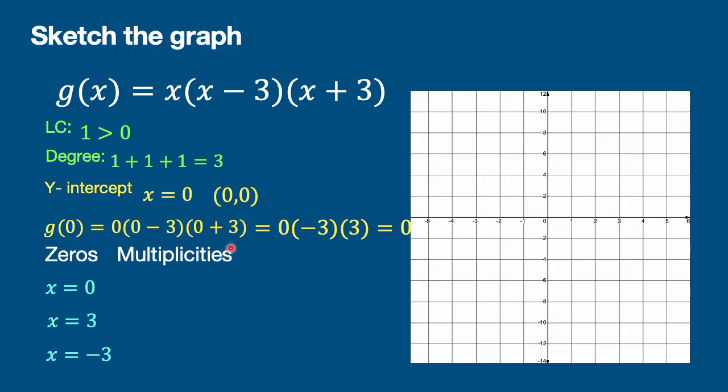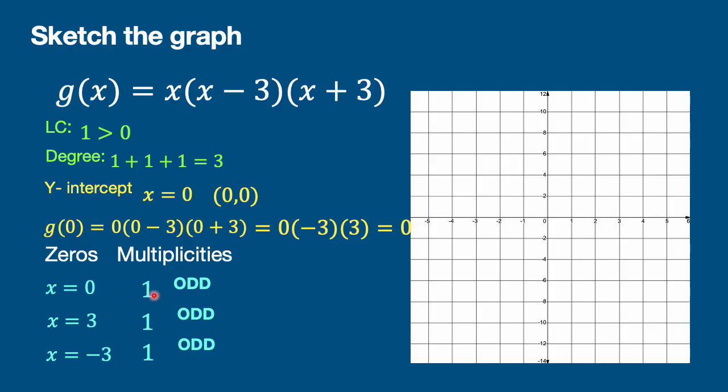What is multiplicity? Check the power of each factor. For x, the power is 1. For x minus 3, the power is 1. For x plus 3, the power is 1. Check it out. Add all of them, that's 3. The degree is 3. Guys, make sense?